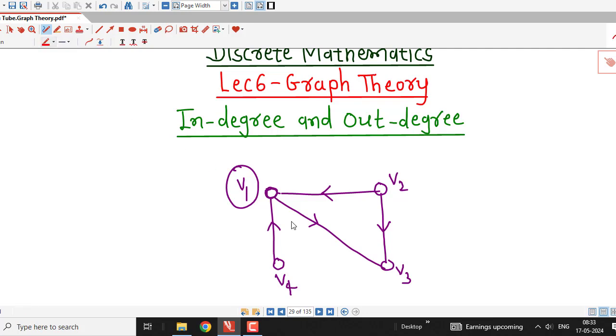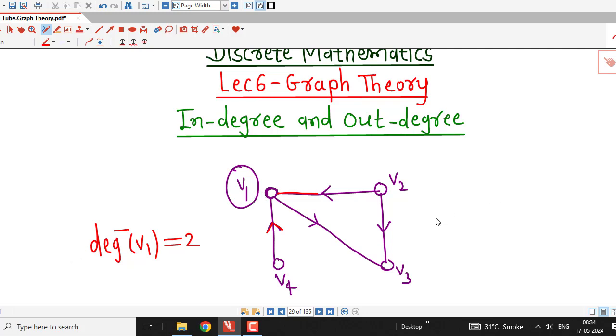Here we can see that this edge has terminal vertex v1, and this edge also has terminal vertex v1, so there are two directed edges ending at vertex v1. Therefore the in degree of vertex v1 is 2, and for in degree we write a negative sign above this notation. So this is the notation for in degree. The in degree of v1 is 2 because there are two edges whose terminal vertex is v1, or ending at v1, or going towards v1.